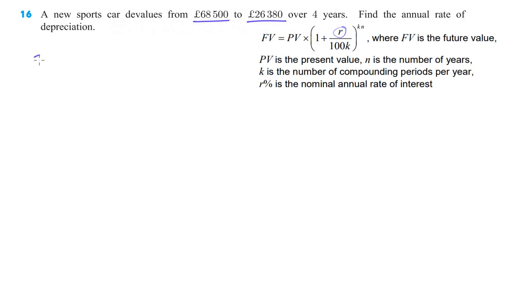So the ending amount is $26,380 because it's depreciating. The value of the car is going down. I started at $68,500. And then we have 1 plus r, that's what we're looking for, over 100. Since it's talking about the annual rate of depreciation, that k has to be a 1. And then this is over 4 years. So we get rid of those 1s, and this is our formula here. So divide both sides by 68,500.